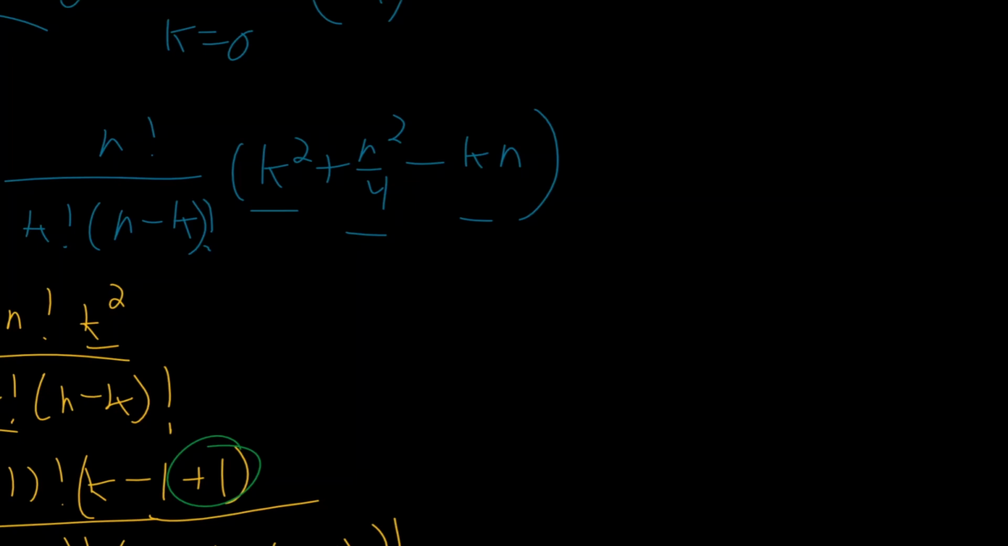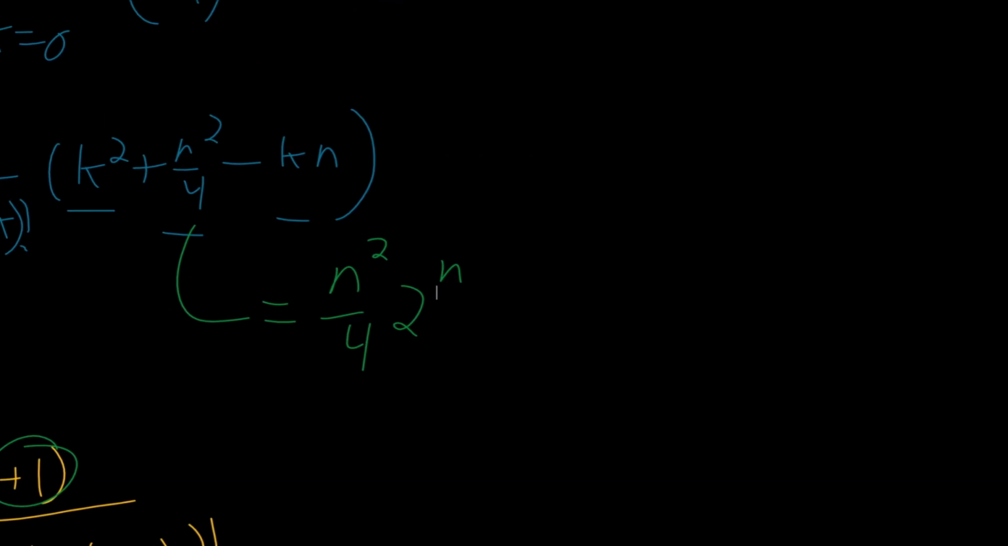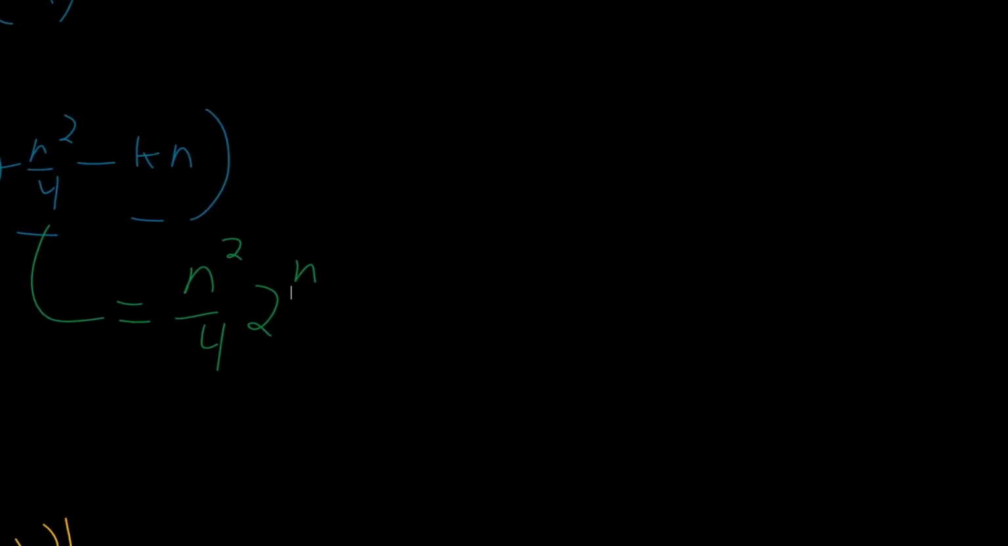So because of that, this sum is just going to be n squared over 4, and then times just 2 to the n, because that's the total of the distribution. So yay, that was simple. Moving on to the next one. The worst one is already out of the way.